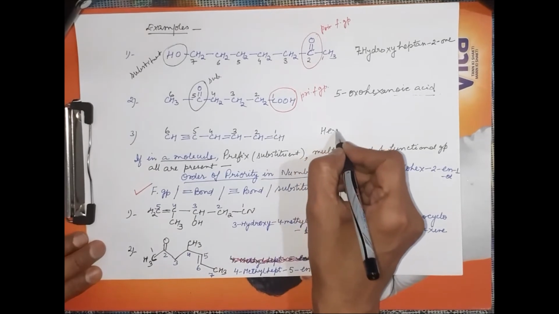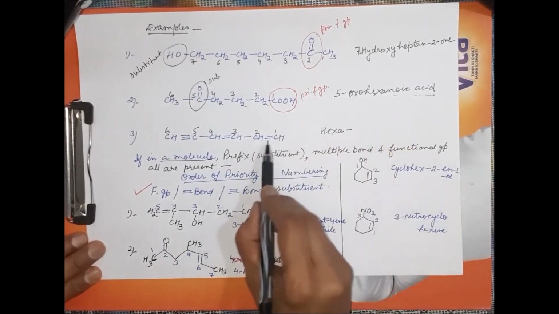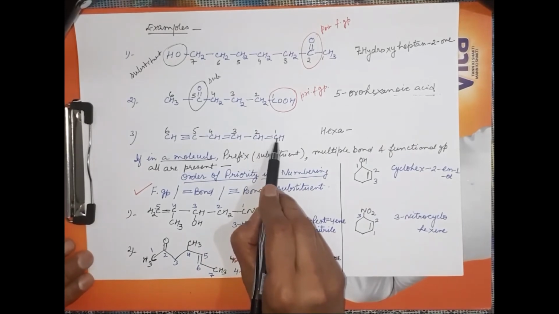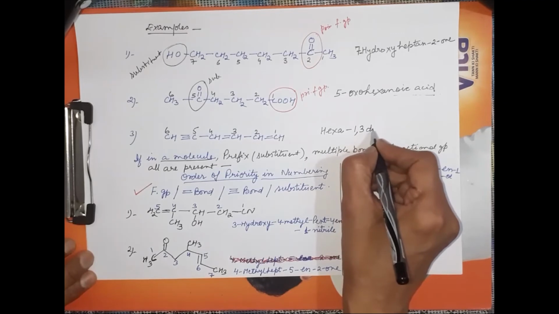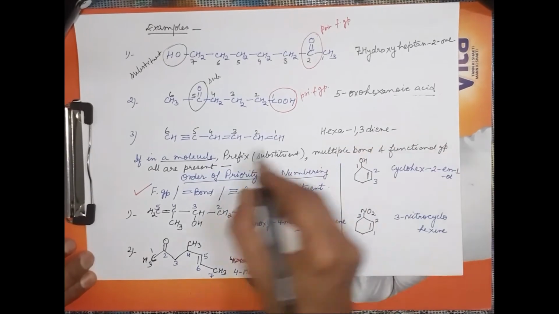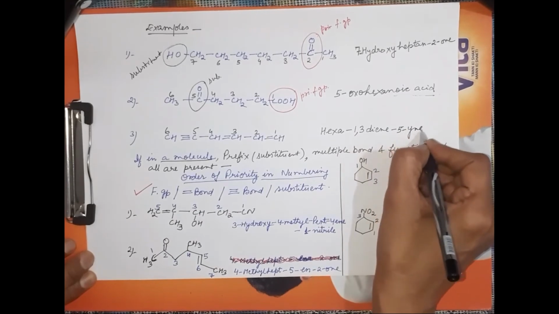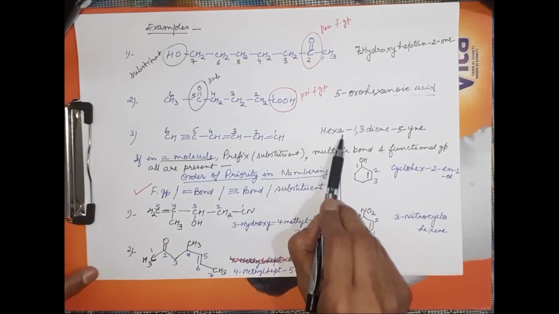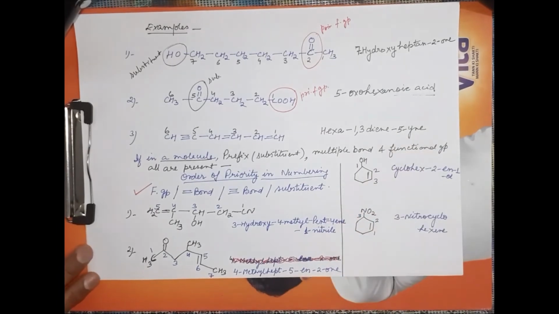So hexa, this is hexa, and 2 double bonds. Position is 1 and 3. Hexa 1, 3 diene, and position of triple bond is 5, 5-yne. So this will be the name: hexa 1, 3 diene 5-yne.